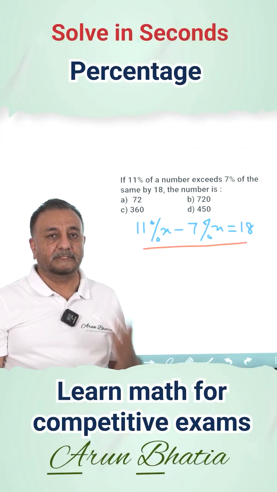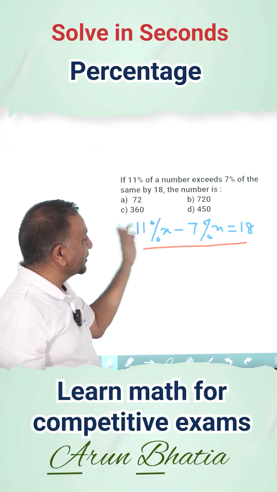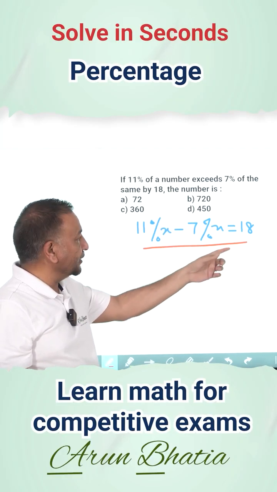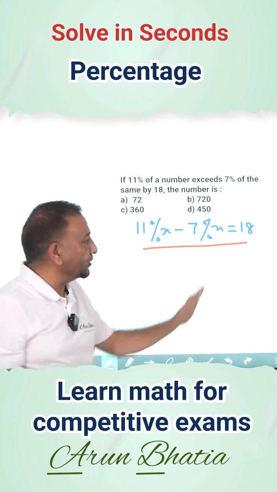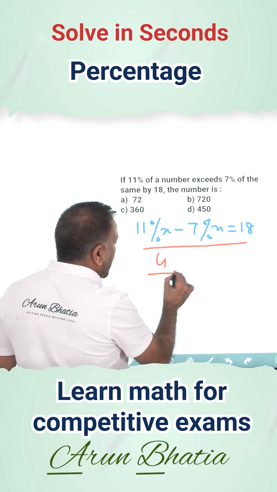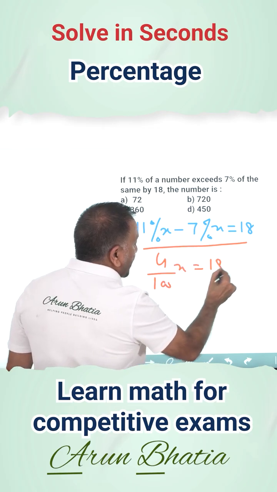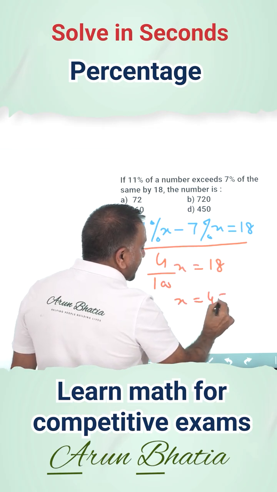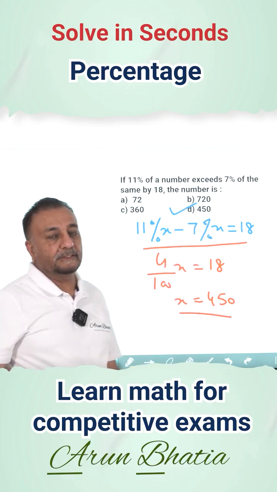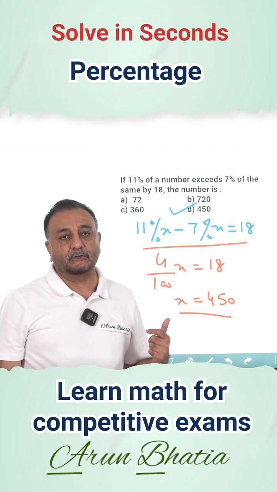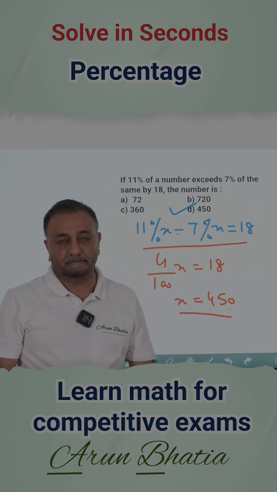Students, the statement is like this. 11% of x exceeds, means minus, 7% of x is 18. That means 11% of x is more than 7% of x by 18. So difference is 4% of x. 4% of x is equal to 18, and when you solve it, answer is 450. So where is 450? This is the answer. So like this, you can understand this basic concept of exceeding. Exceeding means you need to put here minus.